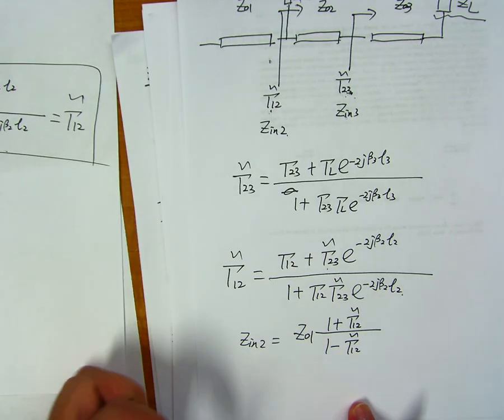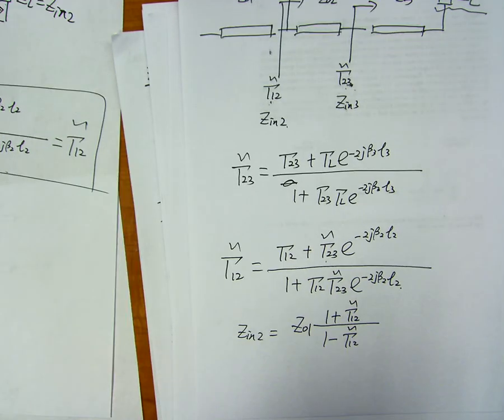So you can seek the solution, the reflection coefficient and the input impedance, section by section, until you reach the leftmost section.